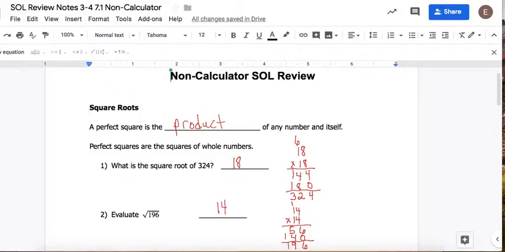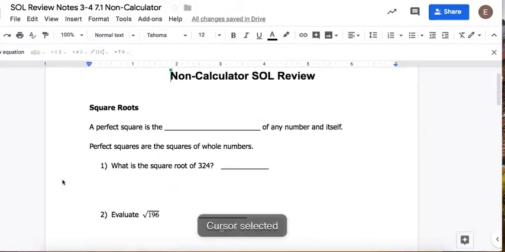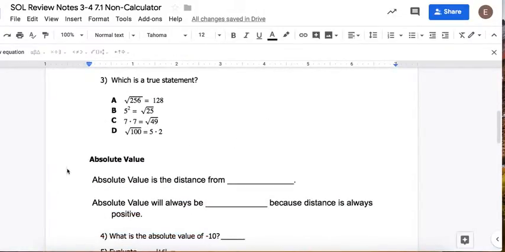So please make sure when you think you have the correct answer, just double check by multiplying the number by itself and see if you get to the correct perfect square. Okay, it says, which is a true statement? So square root of 256, I know it's not going to be 128 because all they did was take half, and actually the square root of 256 is 16, so I know that's not going to be accurate.